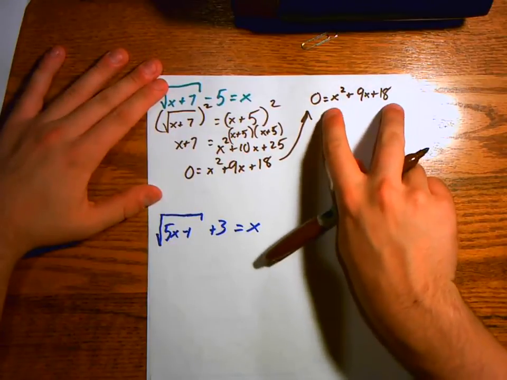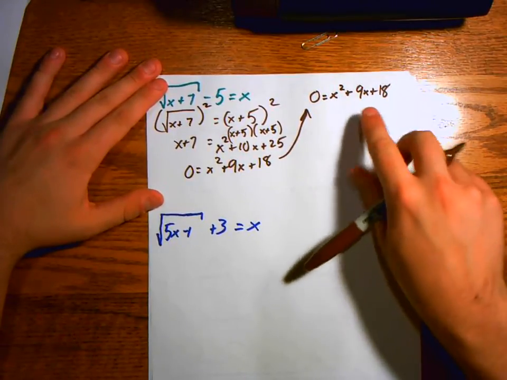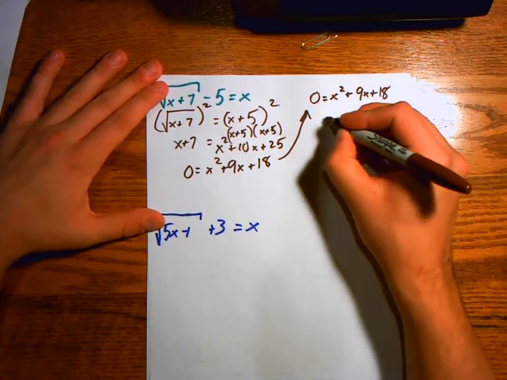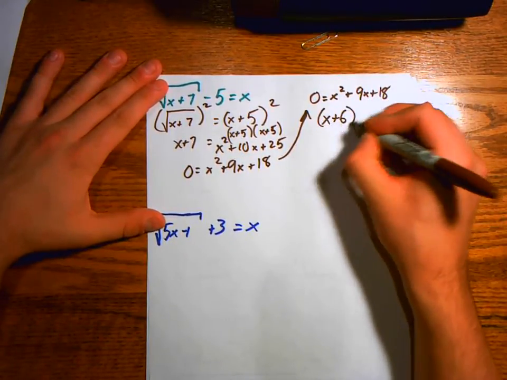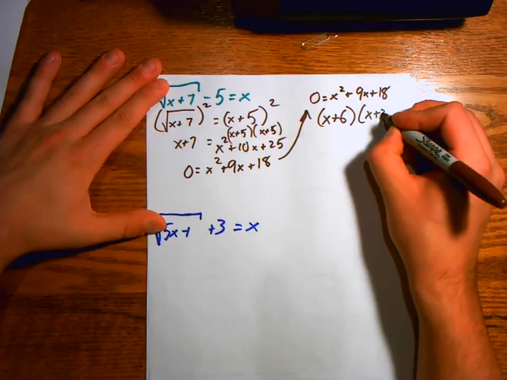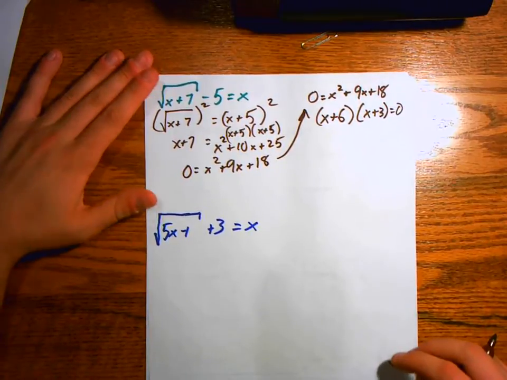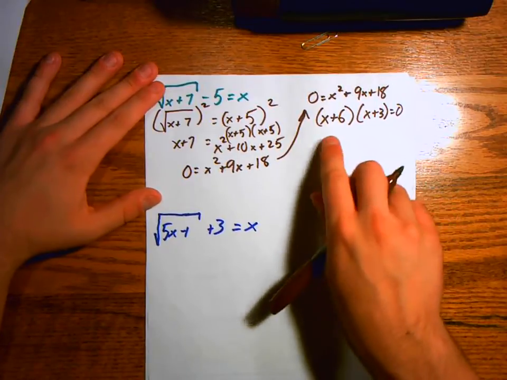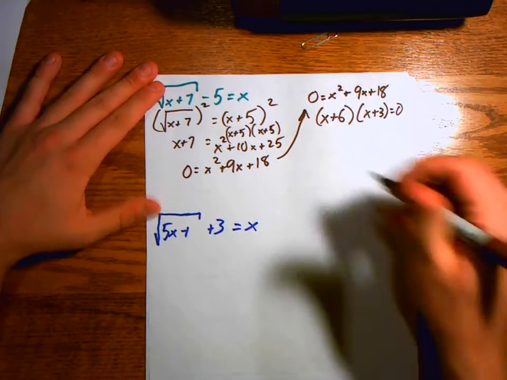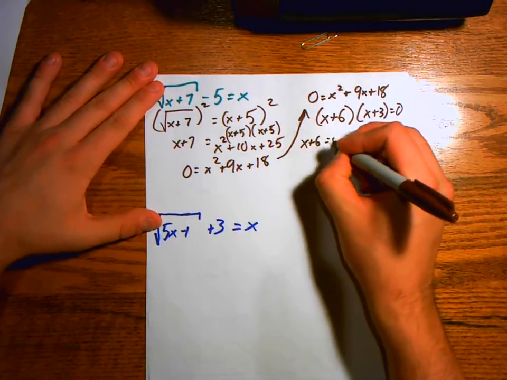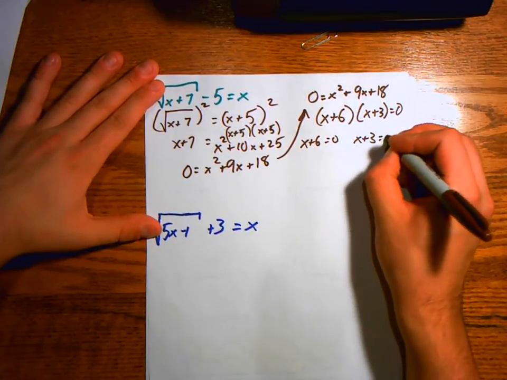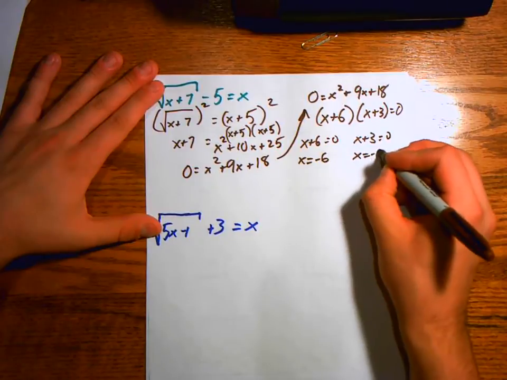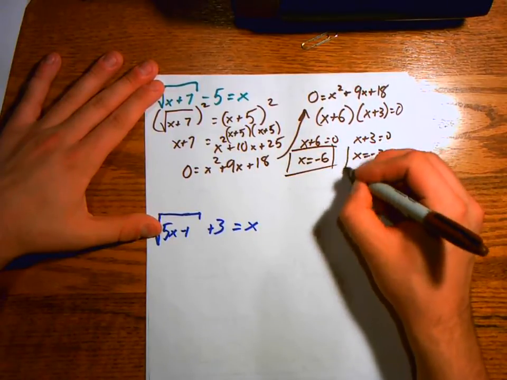So if I multiply the 2 outside numbers, I get 18. 2 numbers that multiply to equal 18 but add to equal 9 are 6 and 3. So we have the factors x plus 6 and x plus 3 equals 0. That means since these are being multiplied to equal 0, one has to equal 0 and the other has to equal 0. So that means x is equal to negative 6 and x is equal to negative 3. These are both of my solutions.